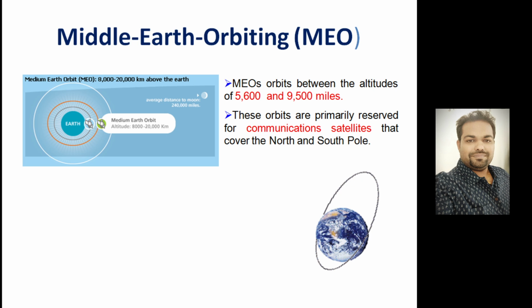The next one is the middle Earth orbit. If you look at the middle Earth orbit, it will be somewhere here. The altitude is around 8,000 to 20,000 kilometers, or in miles between 5,600 and 9,500 miles. These orbits are primarily reserved for communication satellites that cover the north and south poles particularly. So all the communication satellites are particularly kept in the medium Earth orbit.